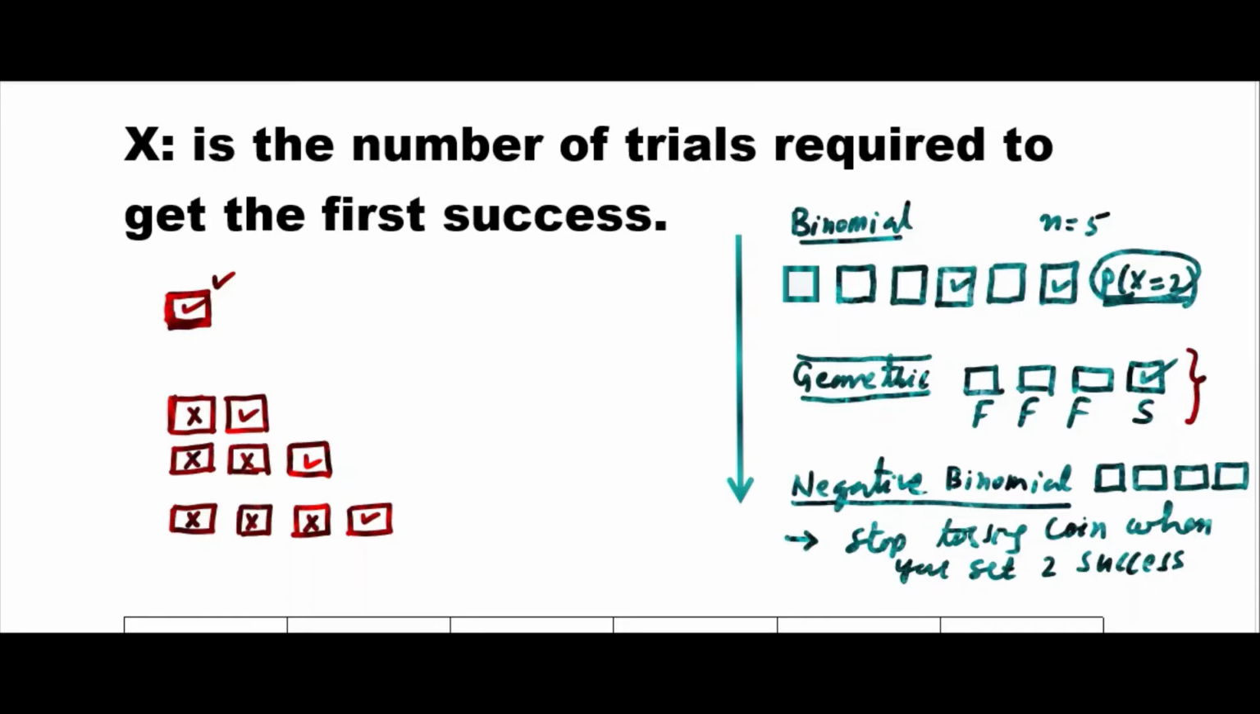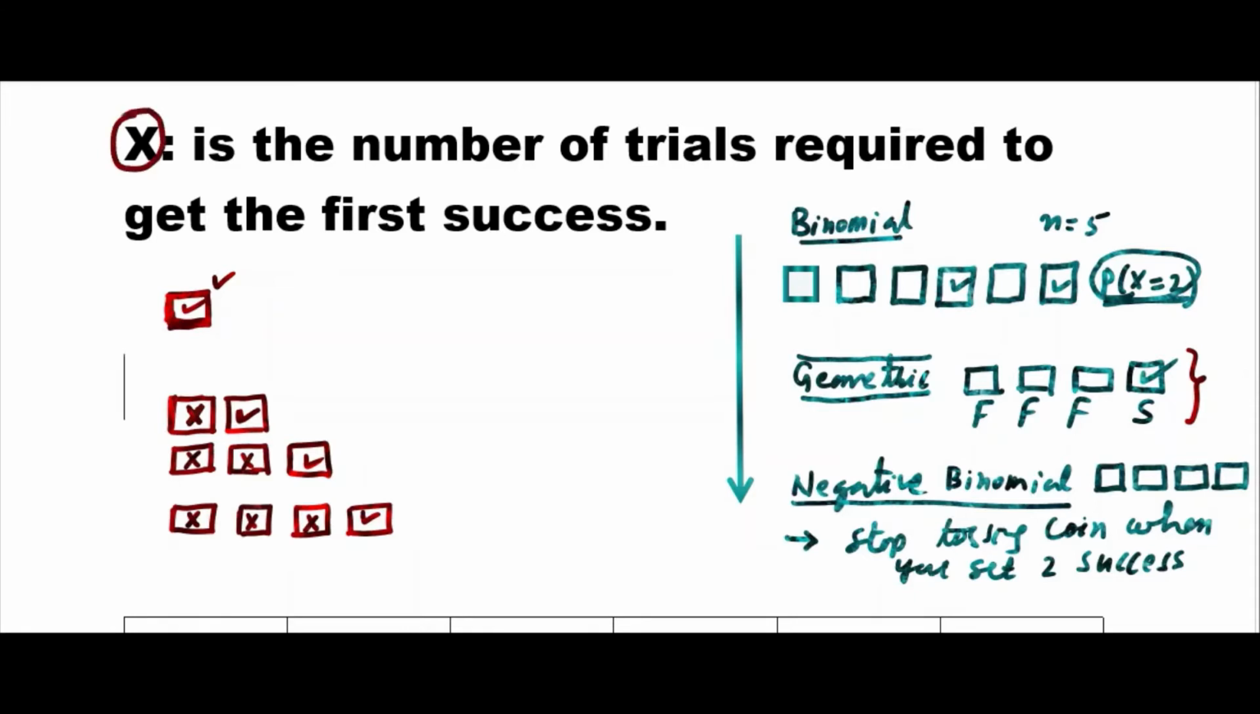But if you get a tail, you didn't get whatever you wanted, you continue tossing. You got a head, you stop here. You have to stop the experiment. You have to stop tossing the coin. If you consider this as the easiest example, you stop when you get a success, the head, suppose. So what is X?